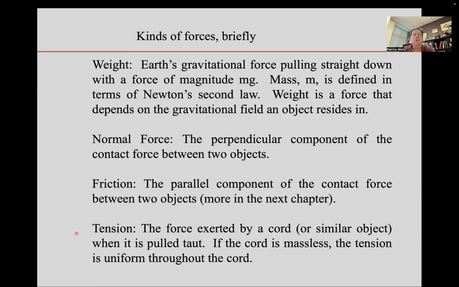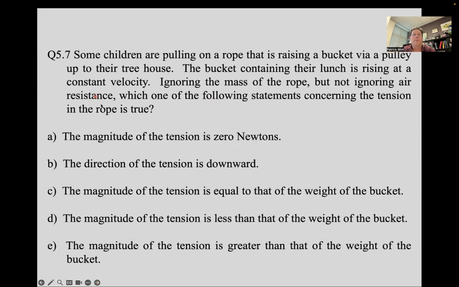All right, I have some questions to try to help you not get stuck on some of the popular misconceptions with these forces. And I'm going to spend a little bit of time thinking about tension. So for this first question, some children are pulling on a rope that is raising a bucket by a pulley up to their treehouse. The bucket containing their lunch is rising at a constant velocity, ignoring the mass of the rope, but not ignoring air resistance. Which one of the following statements concerning the tension in the rope is true?